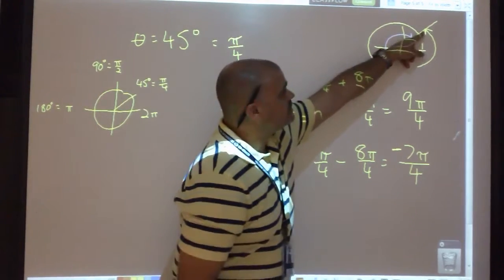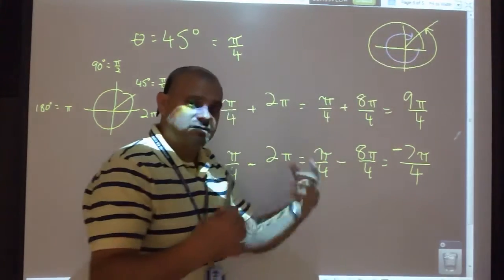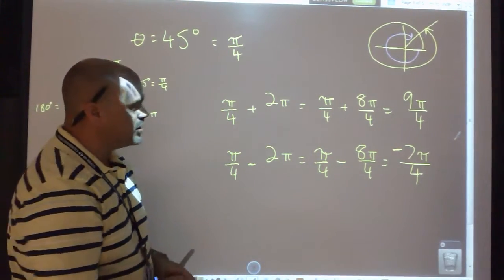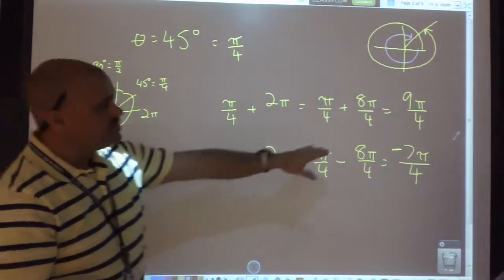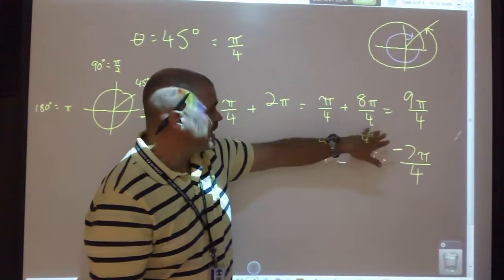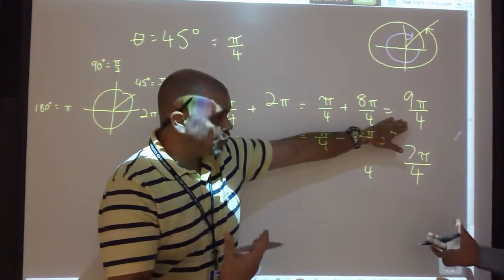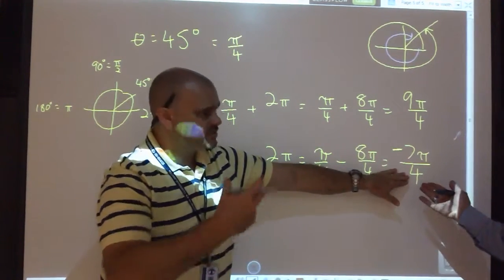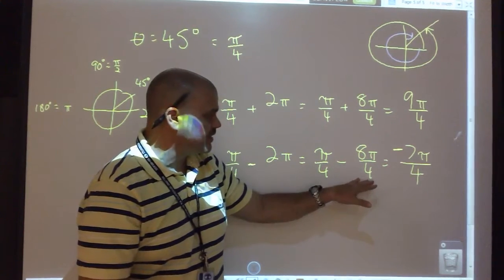Again, sharing the terminal side, that's where the coterminal comes in. Co meaning with. They're sharing that. And I could continue to add 2 pi, or 8 pi over 4, to this to get more positive coterminal angles, as many times as you'd like. And likewise, I could continue to subtract 2 pi, or 8 pi over 4.